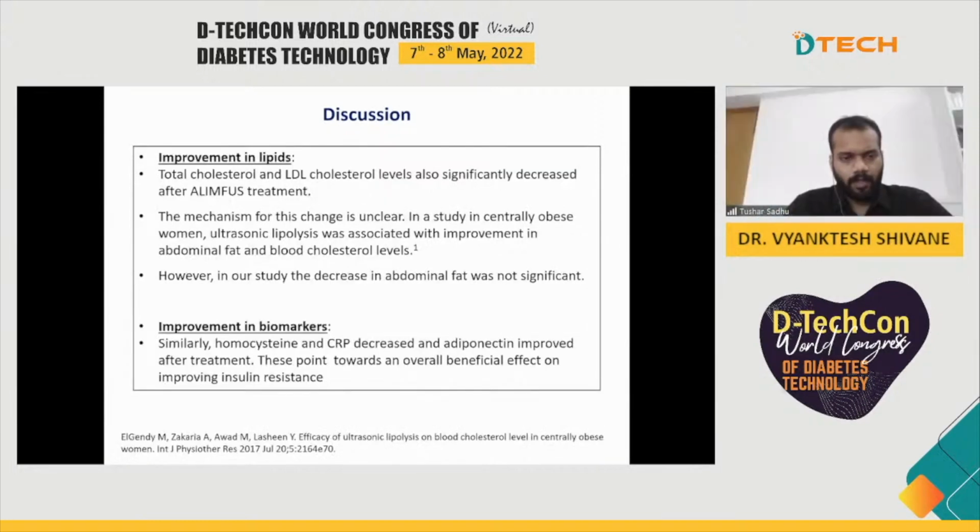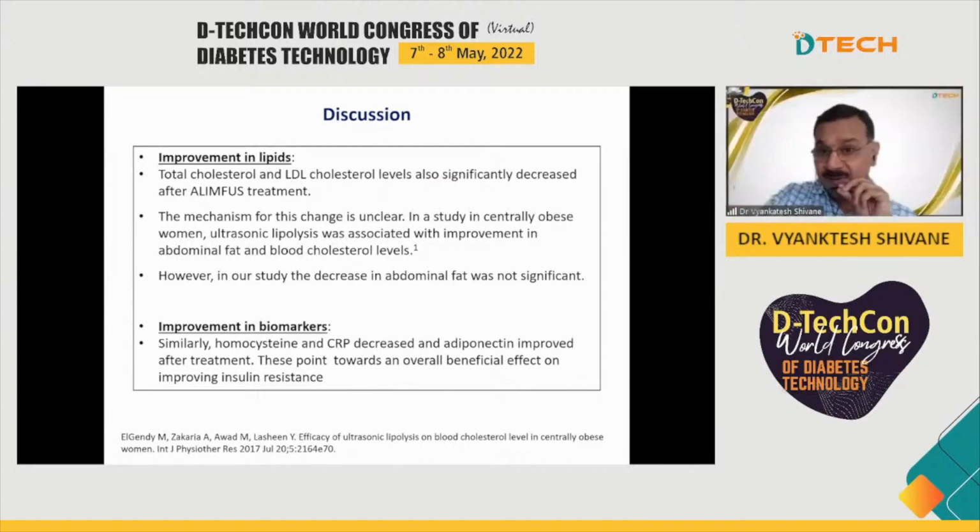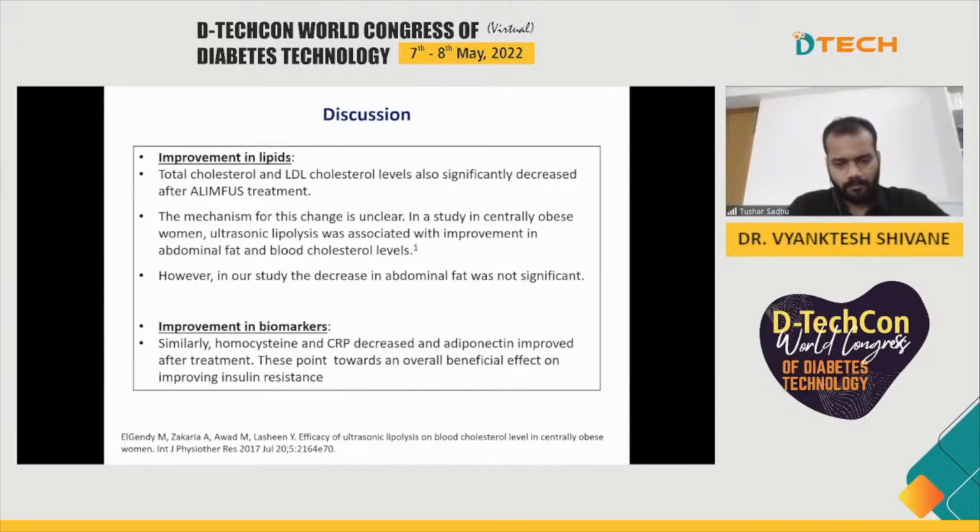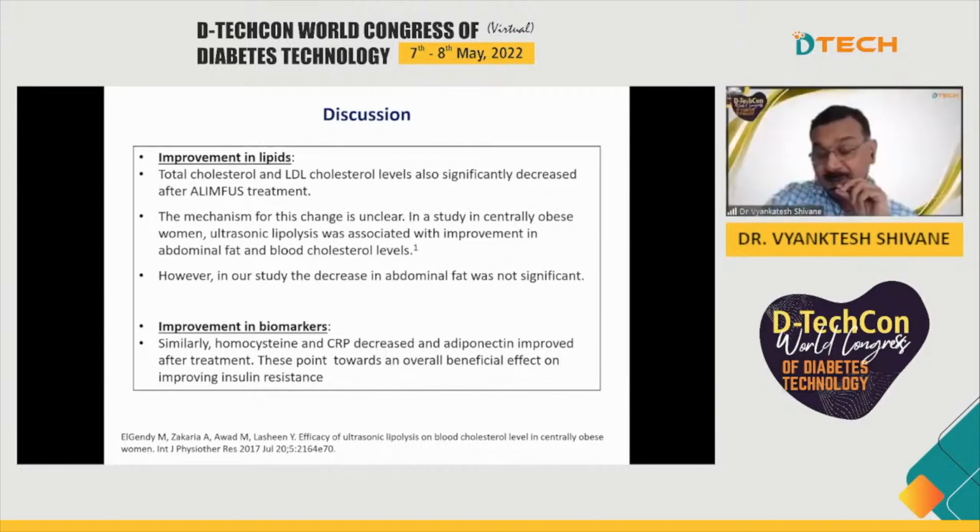As I have told you earlier, total cholesterol and LDL cholesterol were significantly decreased in the ALIMFUS group. The mechanism of this change is unclear because this was a pilot study. However, there is a similar study done overseas in Europe. They have shown that in centrally obese women, ultrasound lipolysis was associated with improvement in abdominal fat and blood cholesterol levels. However, in our study, we have not seen any improvement in abdominal fat, especially in females.